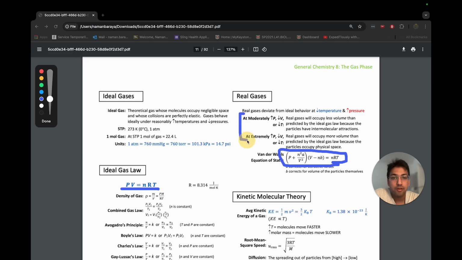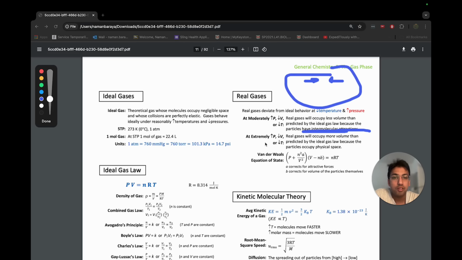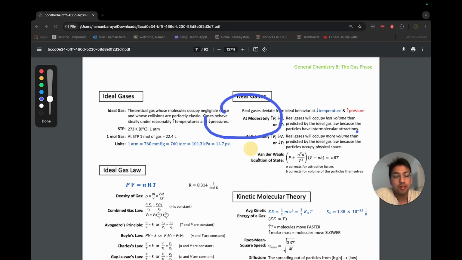Okay, now you have this. This is, again, not that high yield for you to know. If you have moderately elevated pressure and lower temperature, then real gases are going to occupy less volume. The reason for that is because these particles have intermolecular attraction, and so they're going to be attracted to each other. So this gas will take up less space than if it was an ideal gas. But at extremely low temperature and high pressure, these real gases will take up more volume because the particles themselves are actually taking up space. They're actually a lot bigger than in an ideal gas, where you just assume that these particles take up negligible space. So that's again not that important that you remember, but it's helpful to understand why that's true.